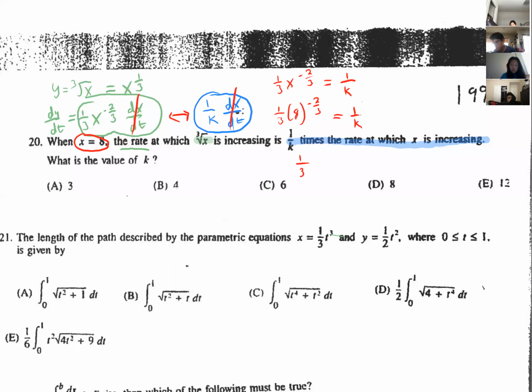I can write 8 as 2 cubed. Okay, so here the 3's are going to cancel out. So you have 1/3, 2 to the -2. That's the reciprocal of 2 squared, which is 1/4, equals 1 over k. So 1 over 12 equals 1 over k. You could cross multiply here or just tell from looking at it that k equals 12.